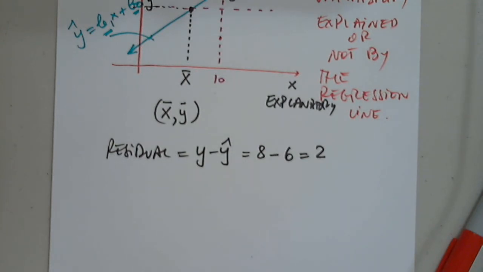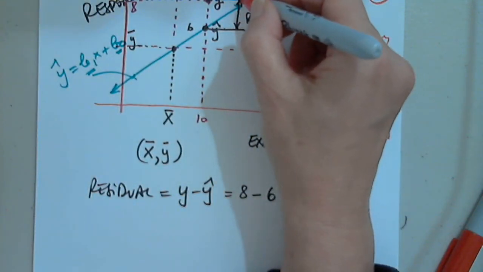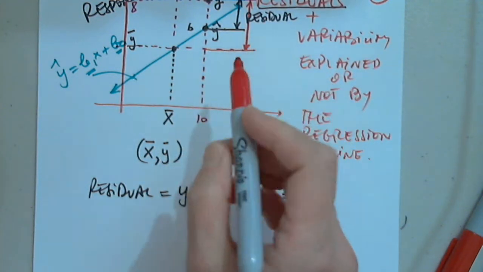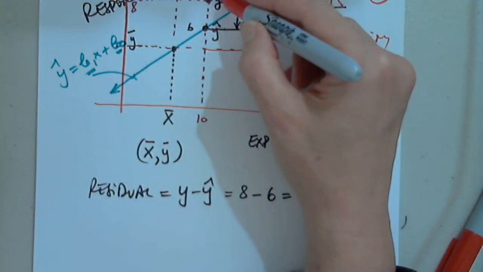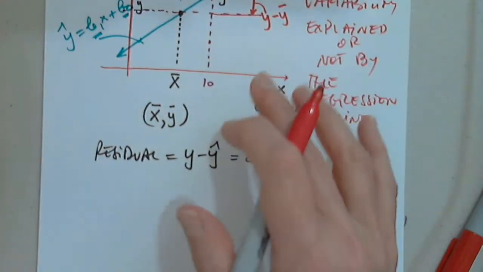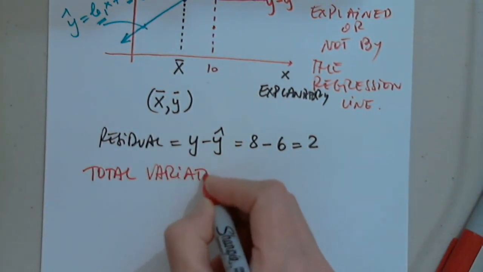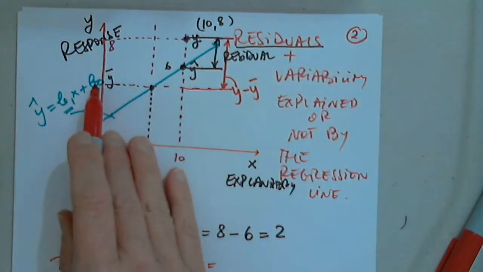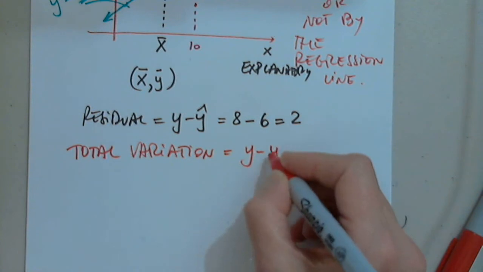The next thing that I would like to talk about is the distance between this point and this point. Notice that this goes through y bar, right? So this is basically y minus y bar. This is called the total variation, from the observed to the mean of the y. This is the total variation. So this is y minus y bar.